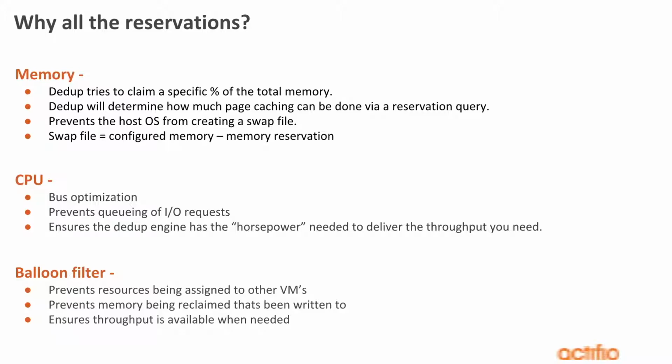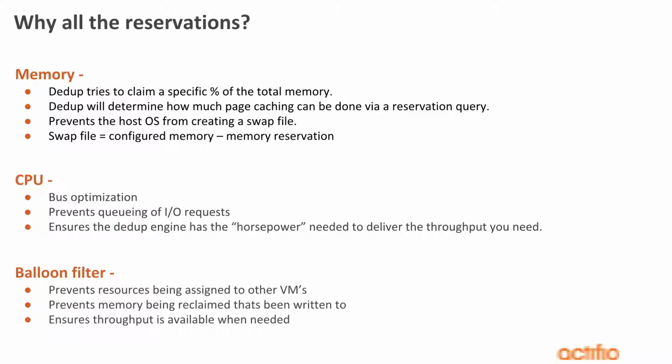Now, this will also prevent queuing of IO requests, which again, we're very highly transactional. A little bit of queuing is okay. We don't want to see kind of chronic queuing or extended queues though. And dividing up your traffic across all these bus lanes helps prevent that. Now, this also makes sure that the dedupe engine has enough horsepower to deliver the throughput that you need.